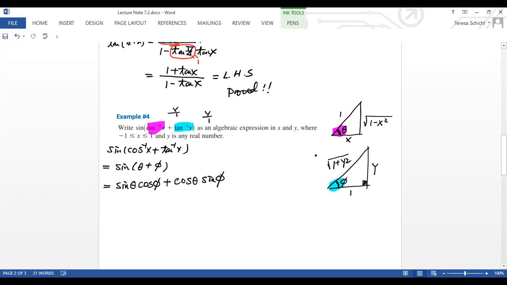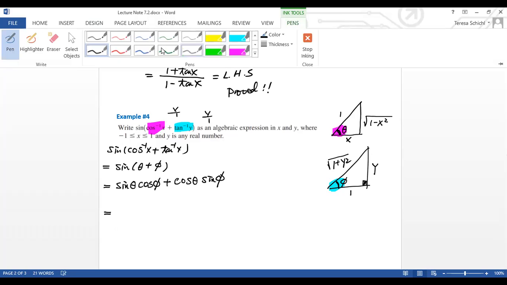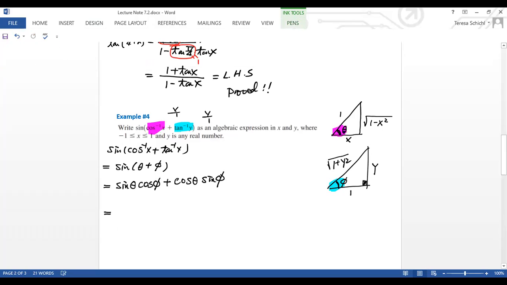Be careful where you use cosine and where you use sine. Let me color code that. The ones with theta, I use green. Sine theta is related to the angle theta. Sine is opposite over hypotenuse, so this one is the square root of 1 minus x squared. Cosine theta is also related to theta. Cosine is adjacent over hypotenuse, so this is x, correct?